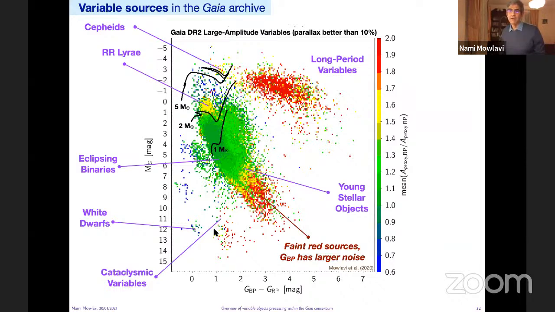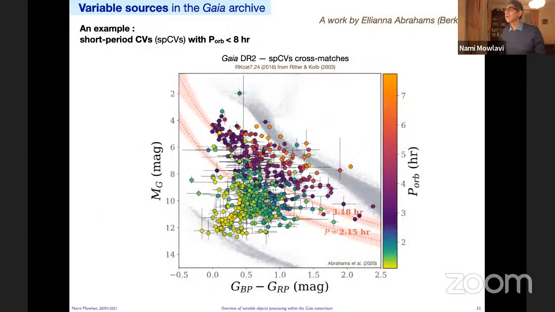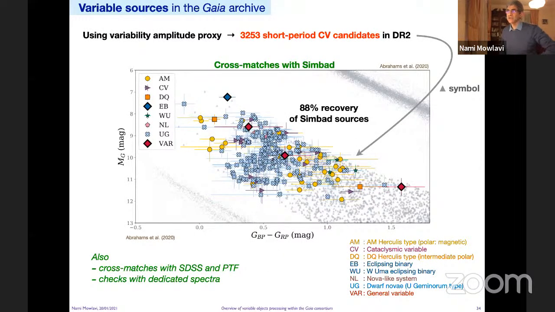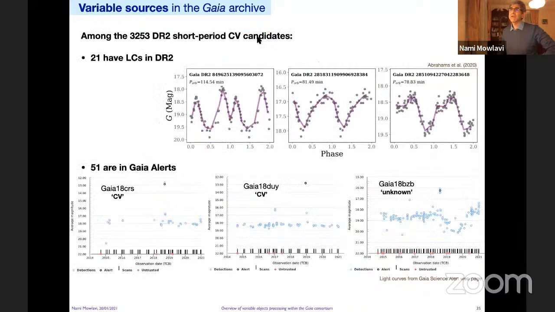I had one more example to show, but I will just mention it very briefly. It's a work done by Eliana Abrahams, a PhD student, which uses this amplitude proxy to identify cataclysmic variables in the full archive. She made some cross matches with SIMBAD to see that a good recovery can be found. And among the 3,000 short period candidates found in DR2 with the amplitude proxy, 21 have light curves in the DR2, and you see them here, and 51 have light curves in the Gaia Alerts, which are here.